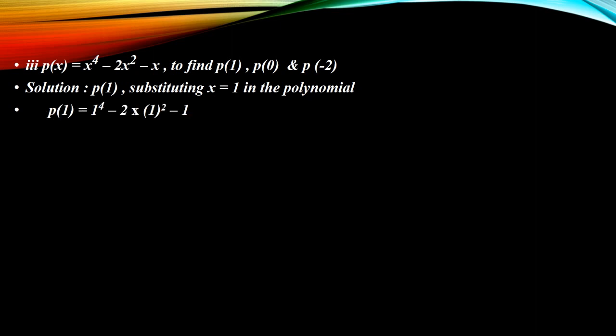Third question, P(x) is equal to x raised to power 4 minus 2x square minus x. We have to find P(1), P(0) and P(-2). Now solution, substituting x is equal to 1 in the polynomial, we get P(1) is equal to 1 raised to power 4 minus 2 into 1 raised to power 2 minus 1.